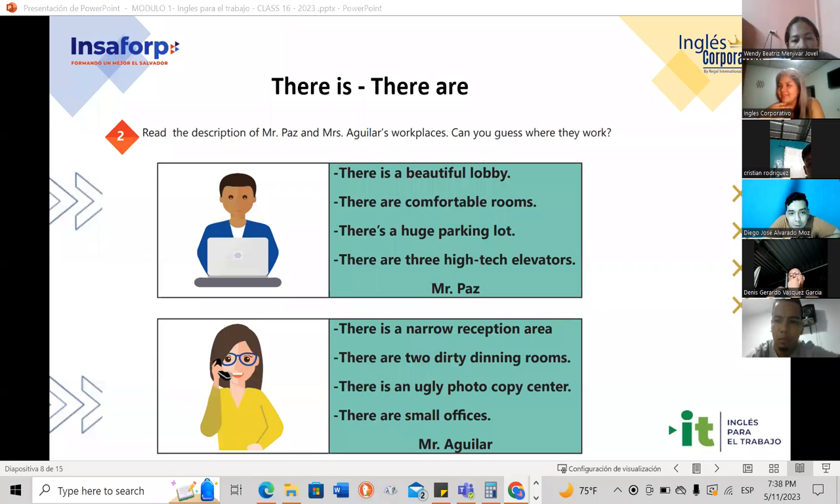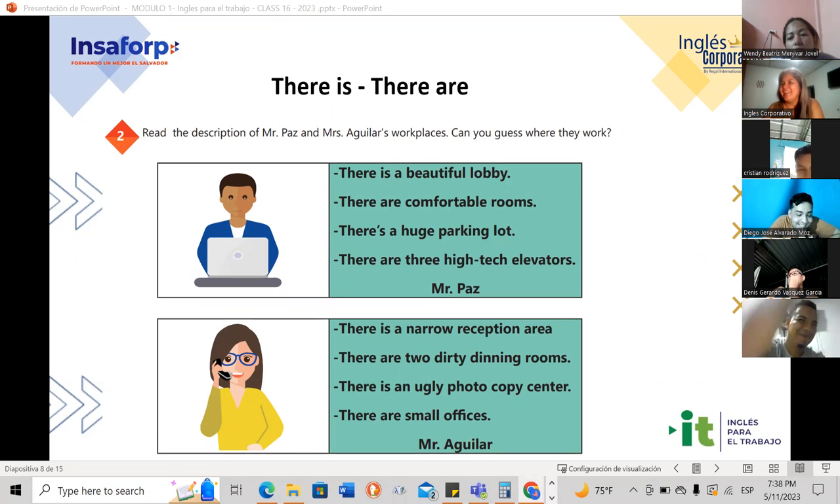The best place to work, según la empresa. The best place to work? Yes. All the companies say that. All the companies say the best place to work. Yeah. It's very noisy. Noisy? Uh-huh. What else?